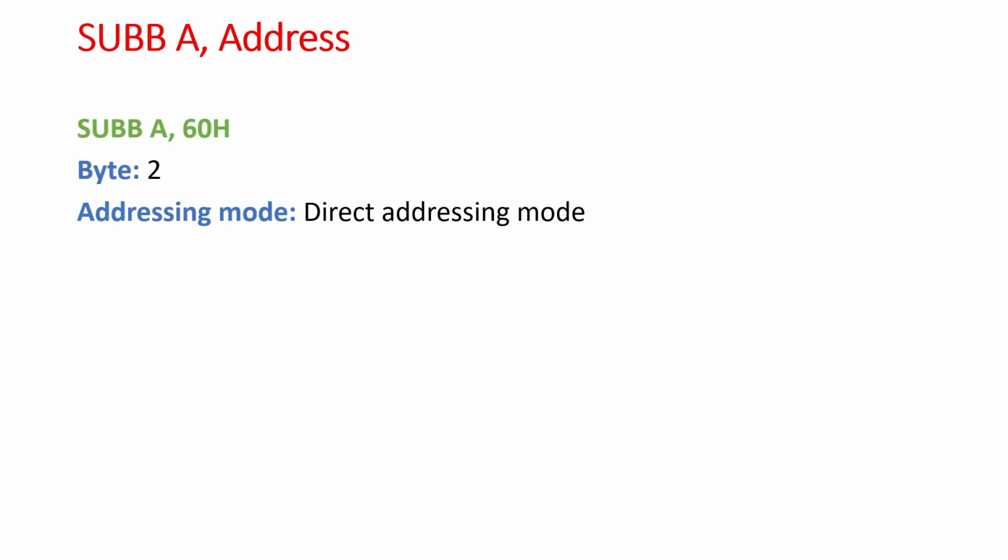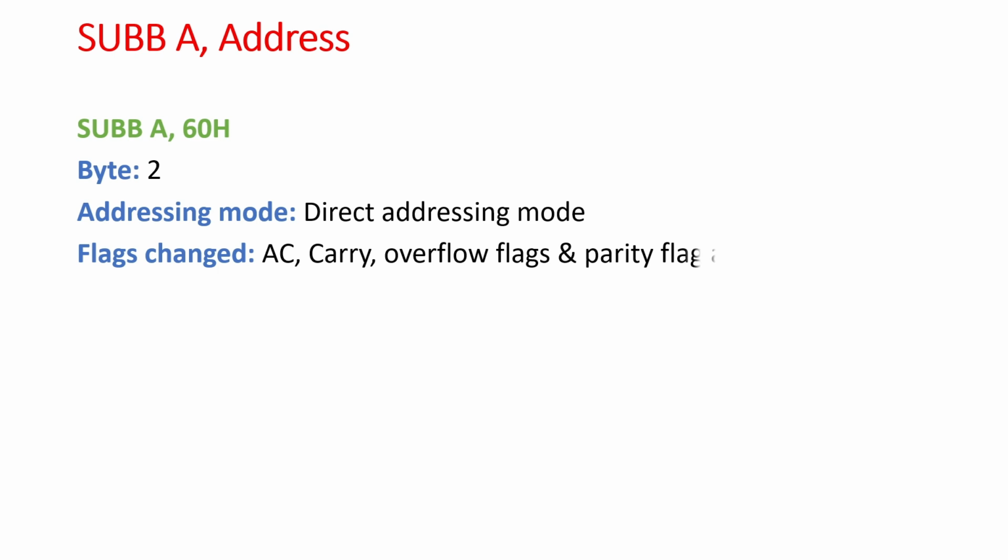See the next instruction, SUBB A, address. Example is SUBB A, 60H. This is the 2-byte instruction. Addressing mode is direct addressing mode. Flags auxiliary carry, carry, overflow and parity flags are changed.